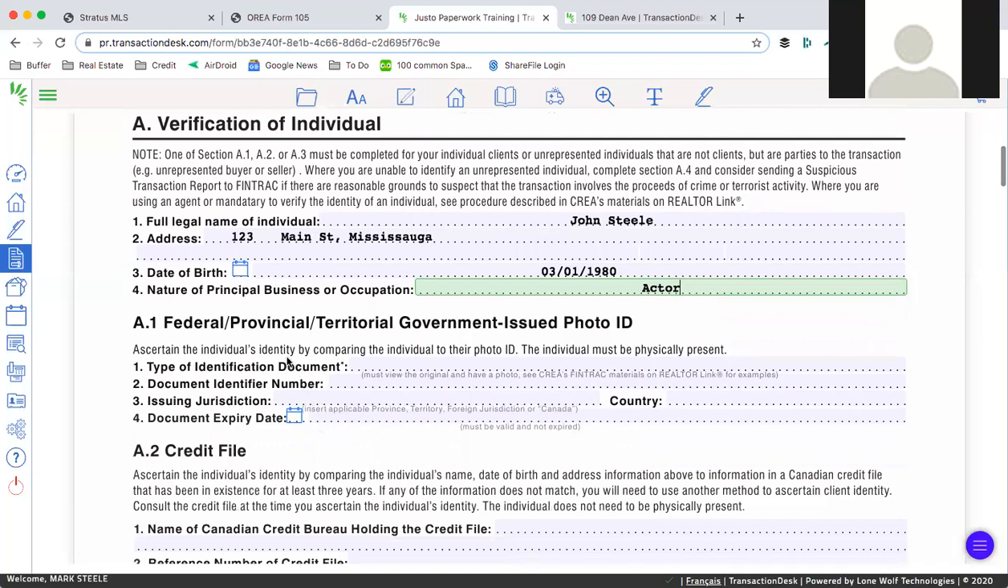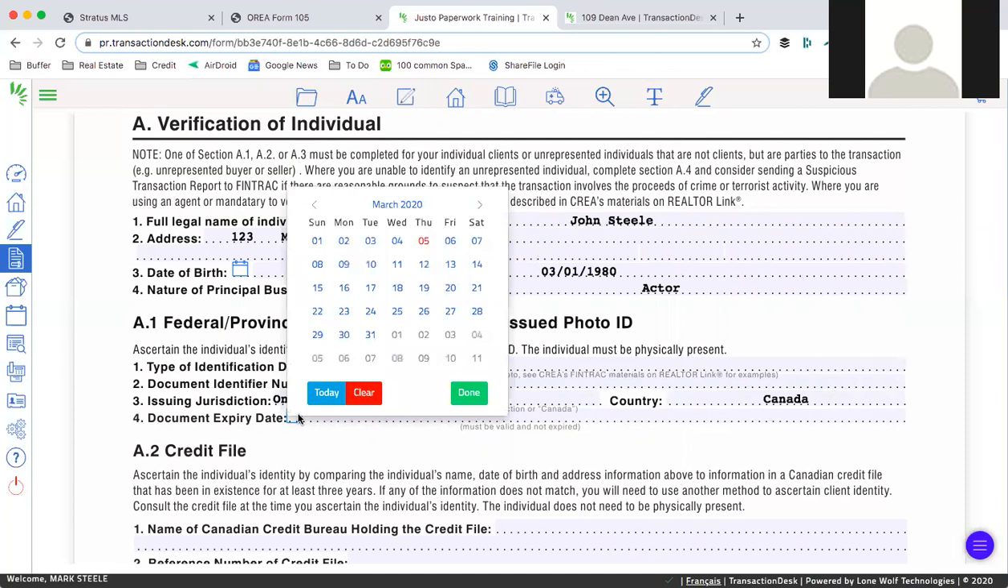Okay. Now for A1, federal, provincial, territorial government issued photo ID. This is good verification for your client. And normally, again, I just ask for the driver's license. So you put type identification, driver's license, document number, you'll see the number of the license. So it'd be S817, whatever the numbers are on there, okay? Issuing jurisdiction, you can put the province, Ontario, country, Canada, and the expiry date. Again, you're going to find that on the documents as well.